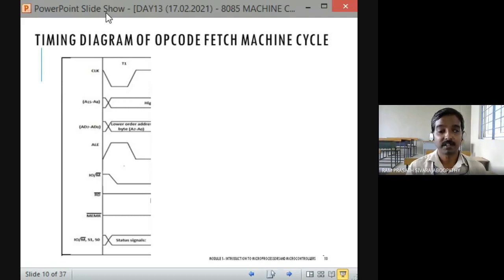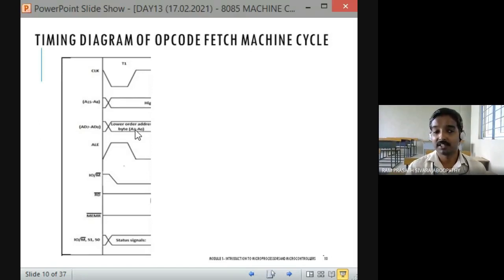Now ALE has gone high, correct? Where does the lower byte of the address get stored during the T1 state? See, the higher byte of the address is available in the higher order address line. Fine. In the case of the lower byte of the address, where will it get stored? Yes, it will get stored into the latch which is enabled by ALE. Fine.